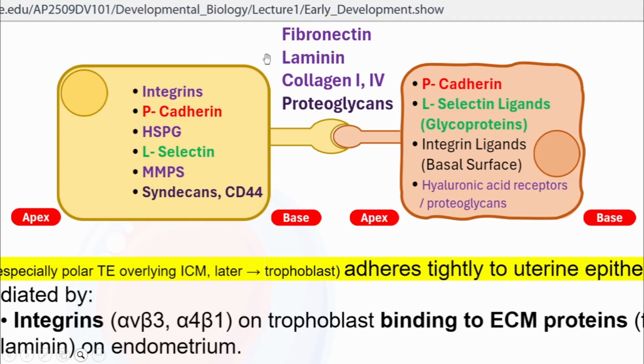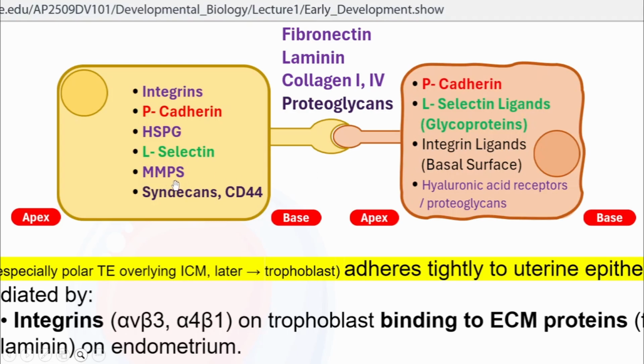I will be referring to ECM as extracellular matrix from now on. The integrins will bind to fibronectin, laminin, collagens. The P-cadherins will bind specifically with P-cadherins of receptive endometrial cells. The HSPG, which is heparan sulfate proteoglycans, will also bind to ECM molecules. The L-selectins will bind to L-selectin ligands, which will be expressed by these endometrial cells.